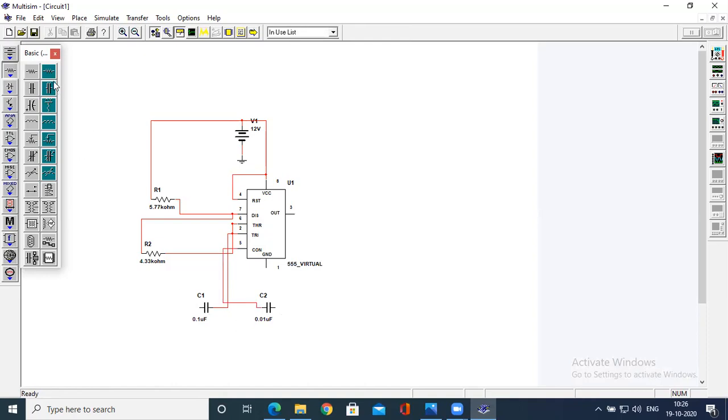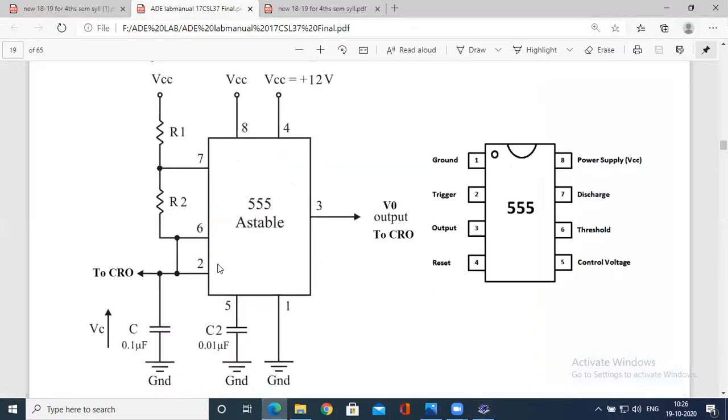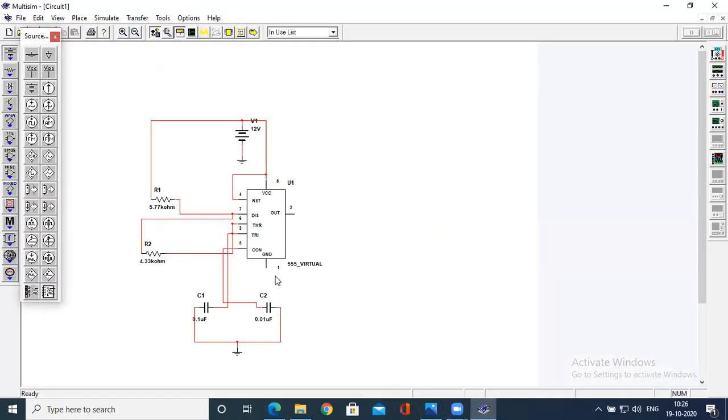Now take a ground. I have taken a single ground. Ground the other end over here. So see the circuit connection: pin 2 is connected to the capacitor, and pin 5 is connected to the other capacitor, and one end is grounded. You can use the same ground, or if you have confusion with the circuit connection, take another ground and connect it over here. It looks convenient even in this case.